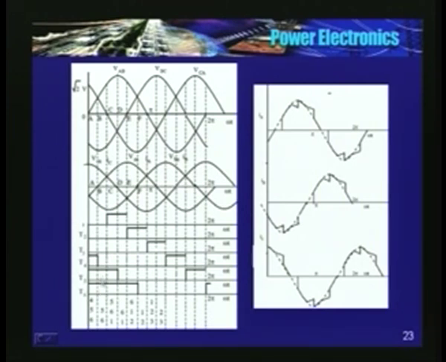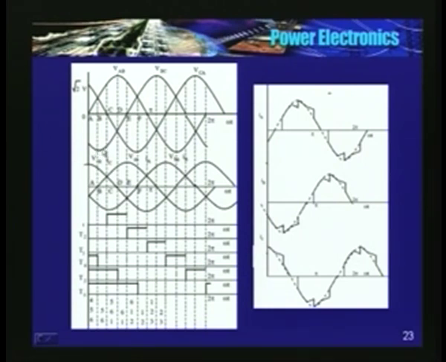What is the condition for 5 and 6 to conduct? 5 is connected to C phase, 6 is connected to B phase. VCB should be positive. See here, this is VBC, so VBC is negative, therefore VCB is positive. So they can conduct. 5 and 6 can conduct at this point.